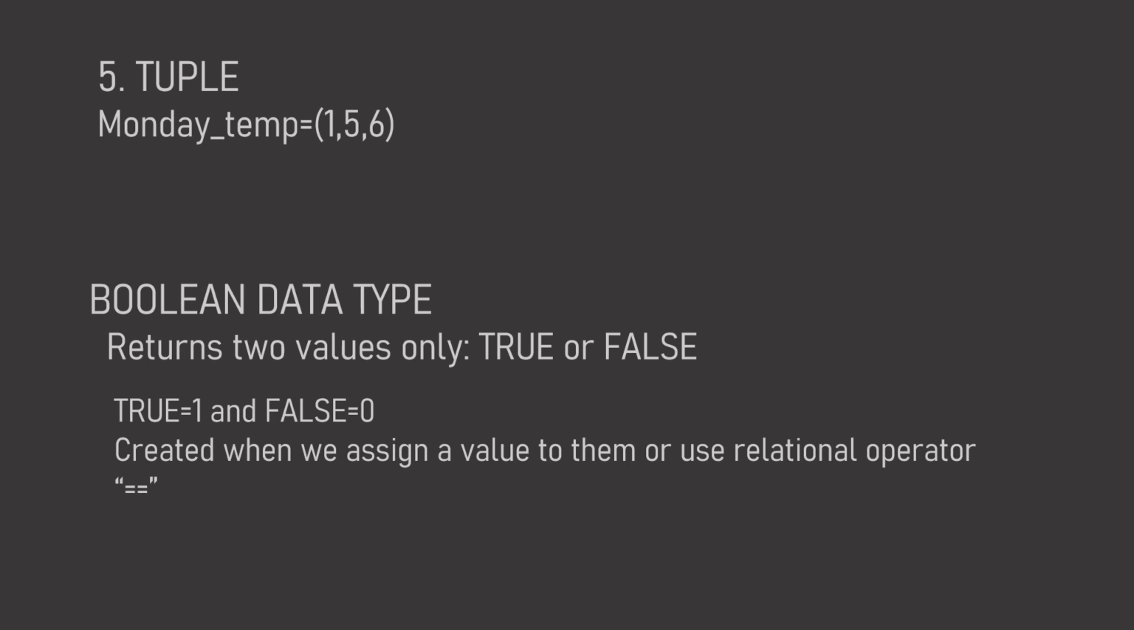And to encounter another data type, we have the boolean data type. This returns only two values, true or false, where true equals 1 and false equals 0. Boolean variables are also created when we assign a value to them or when we use a relational operation on them, like 2 double equals.